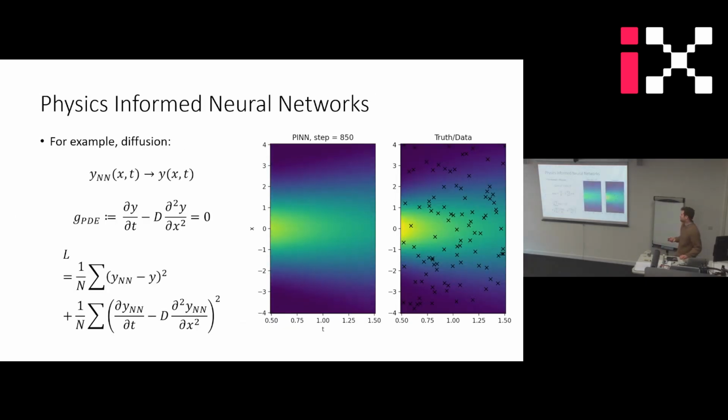So let's have an example. Let's have diffusion. So this is just the statement, we want a neural network that represents y, but this is our differential equation. So it involves a time derivative, it involves a spatial derivative. So this is what our loss is going to be. It's going to be the usual mean squared error, match our data as well as possible, but we add on an extra term here, which involves derivatives of the neural network, but it is our physical law.